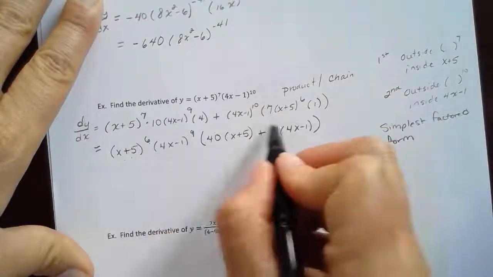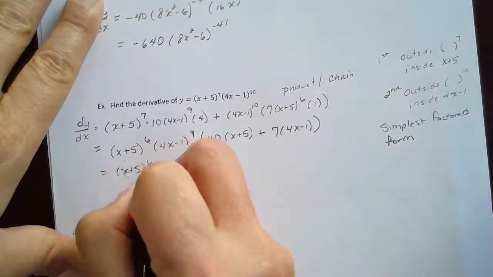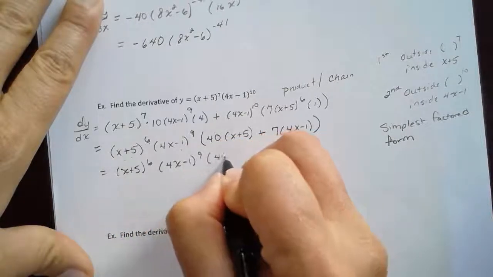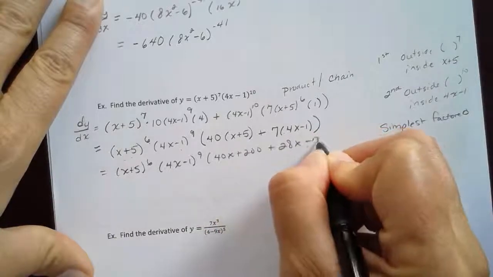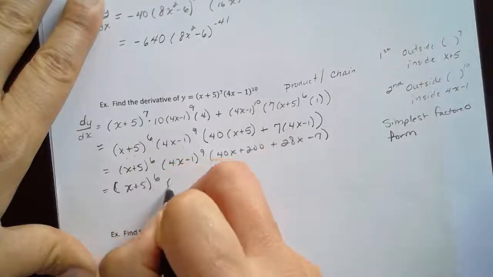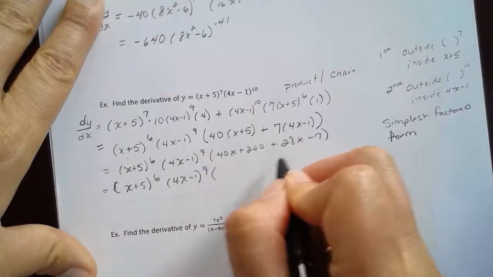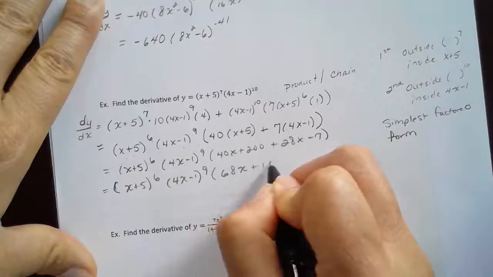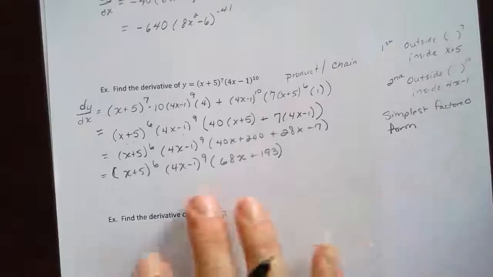Last thing we're going to do is go ahead and simplify inside this set of parentheses. So (x plus 5) to the 6th times (4x minus 1) to the 9th times (40x plus 200 plus 28x minus 7) is equal to (x plus 5) raised to the 6th times (4x minus 1) raised to the 9th times (40x and 28x, 68x, plus 200 minus 7 is plus 193). Close the parentheses. Okay, we are now in simplest factored form.